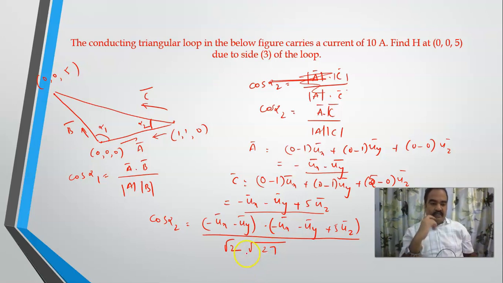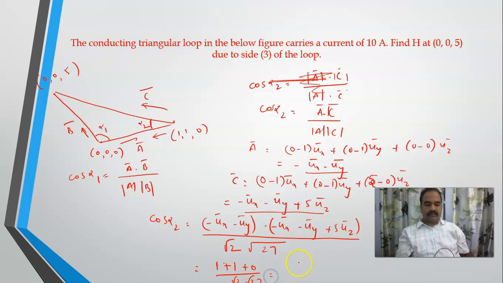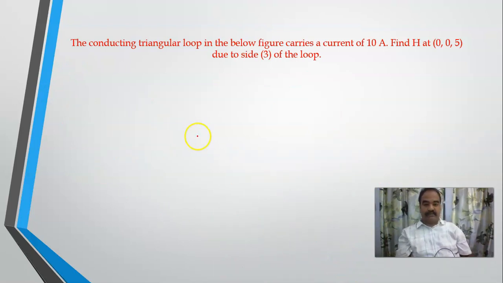So what we will get here? If you do the dot product, this will become 1, this will become 1, and this will become 0, so 1 plus 1 plus 0 by root 2 root 27. So what we will get here? 2 by root 2 root 27, which is nothing but square root of 2 by 27. This is cos alpha 2, isn't it? So I'll substitute all these values in my equation.